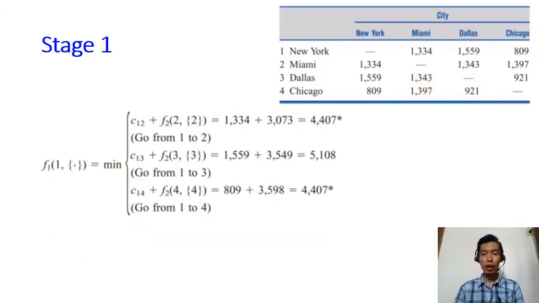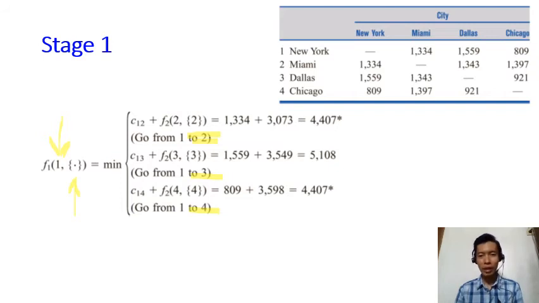Finally, we have reached the beginning of the problem where F1 1 must be the case because we start at the beginning of this day at New York City, and the history is still an empty set because we have not visited any cities that we must. Okay, we haven't visited either Miami, Dallas, or Chicago, so our history is still empty. There are three options here. We can go to Dallas, we can go to Miami, and we can go to Chicago. So these are the three possible options.